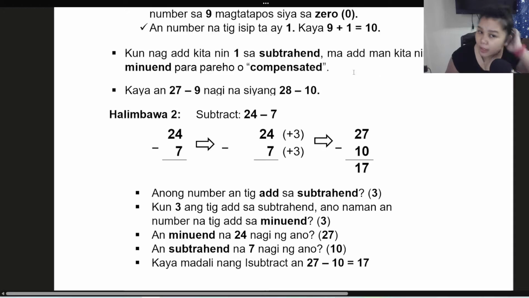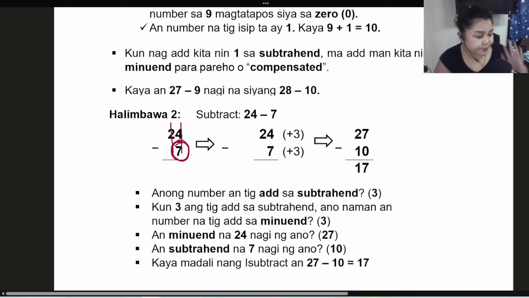Okay, another example is 24 minus 7. So, naisulat na siya. So, take note, dapat ones magkaka-align and then tens magkaka-align. Okay, so 24 minus 7. So, we have here the subtrahend, 7. Okay, anong pinakamalapit na friendly number? For 7, it's 10. So, para maging 10, ilan pa ba? How many more para siya maging 10? So, 7, 8, 9, 10.